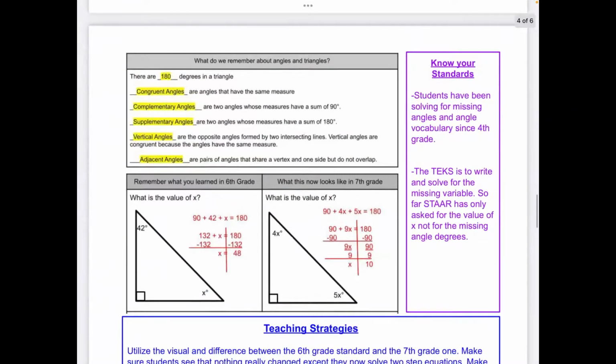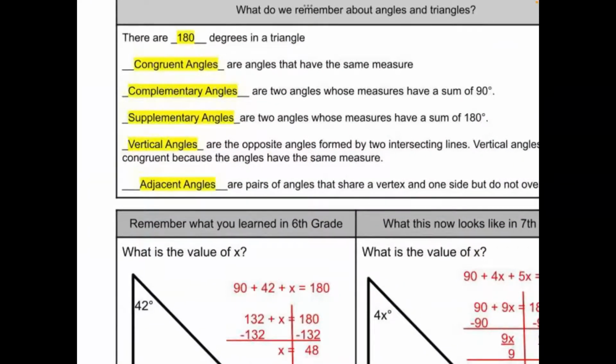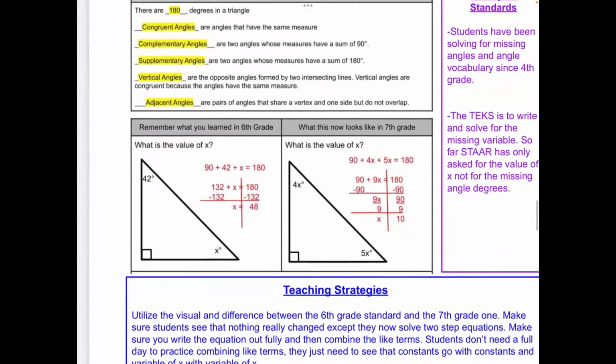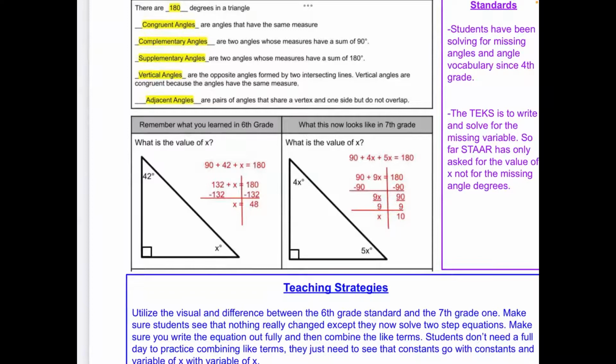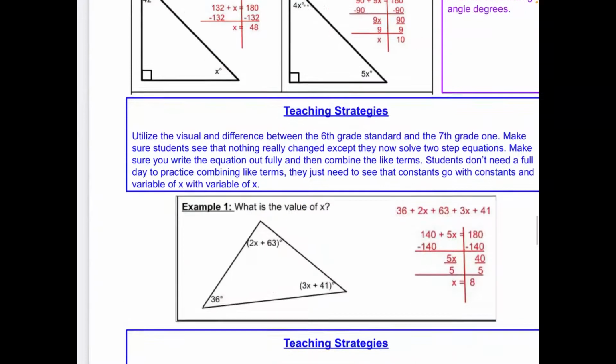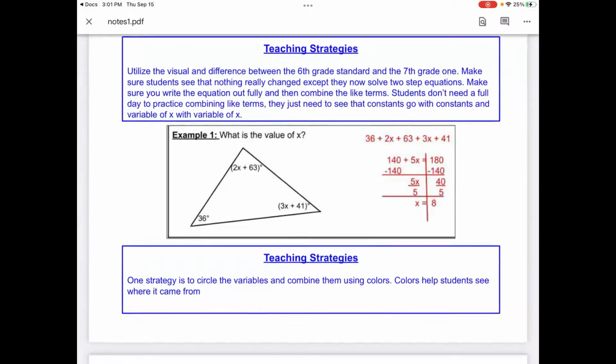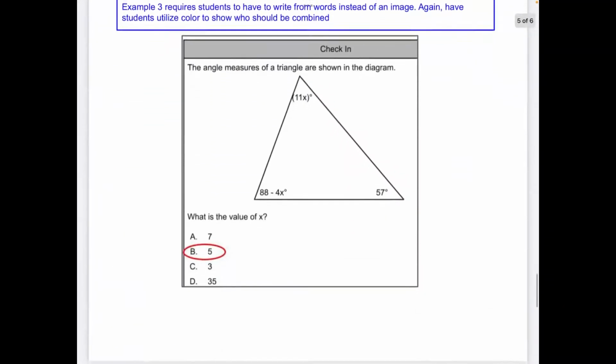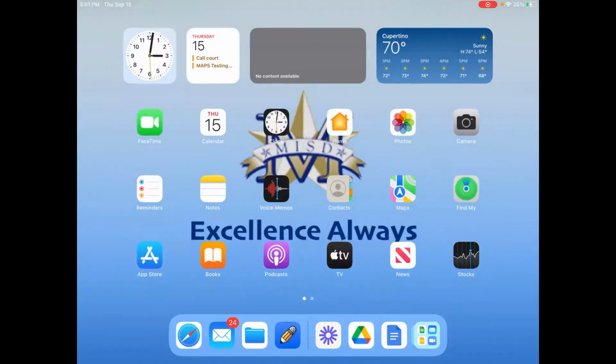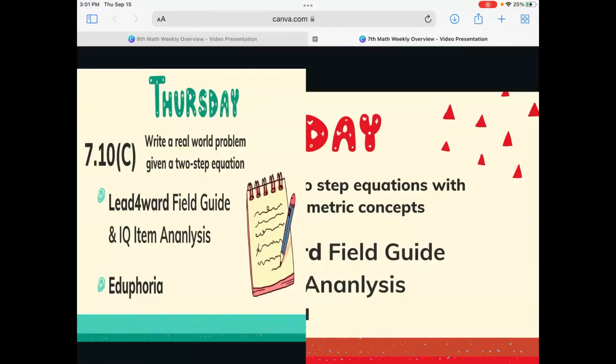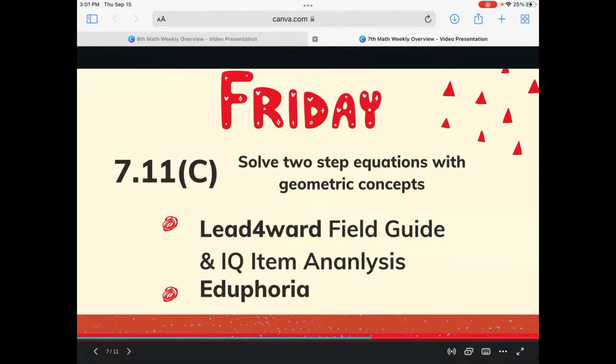Remember, I talked about that vocabulary being very important. Here's the vocabulary here for you. So definitely take advantage of that vocabulary. Have students look at the figure, set up the equation, do some turn and talks, share with each other what's the difference between a complementary and supplementary angle, and so on and so forth. Have them set these equations up, and your teaching strategies are here as well. So the notes in Eduphoria are pretty straightforward for you that day.